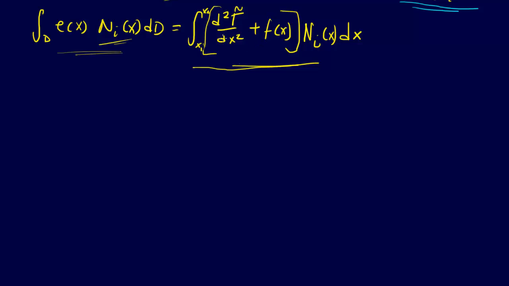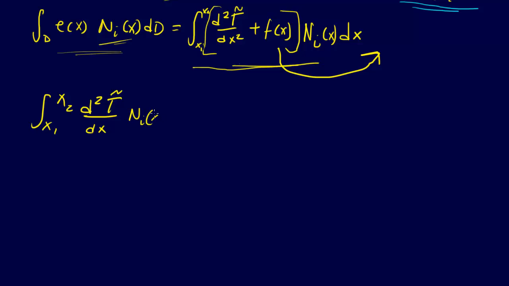Well, there are a few things we can do to simplify. First, we can take this to the other side of the equation, and split it into two integrals. So the integral from x1 to x2 of the second derivative of t squiggly with respect to x times Ni of x dx is equal to negative the integral from x1 to x2 of f of x and Ni of x dx. Okay, great.